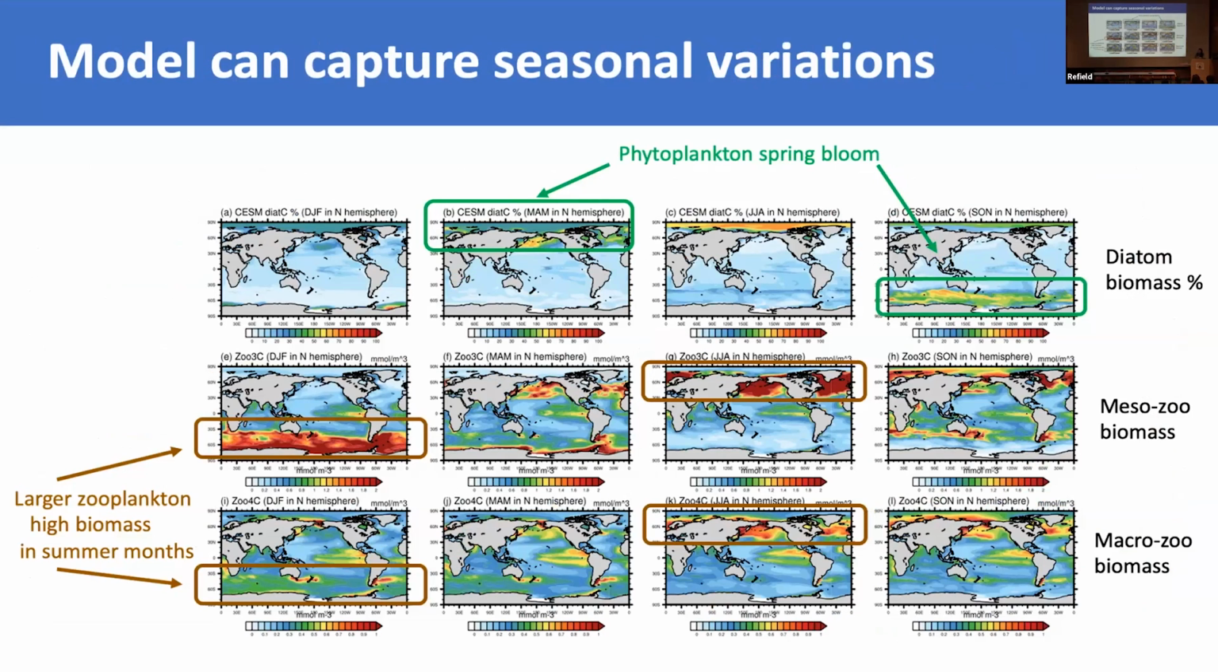And besides climatology, I also want to point out that our model can capture the seasonal variations in the ecosystems. The first panel shows the seasonal variations of diatom biomass percentages. You can see there is a diatom bloom in the spring season, both in the northern hemisphere and southern hemisphere. And during the summer, the diatom bloom disappears, and instead, the larger zooplankton, such as mesozooplankton and macrozooplankton, have a summer bloom, both in the northern hemisphere and southern hemisphere. So we believe our model can capture the seasonal dynamics in the ecosystem.